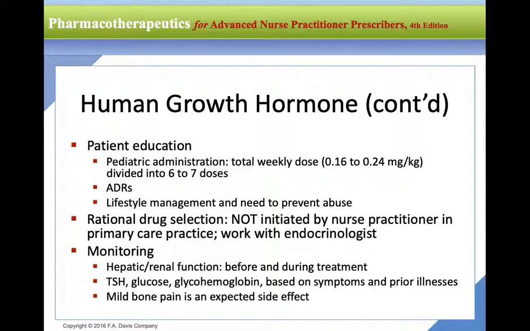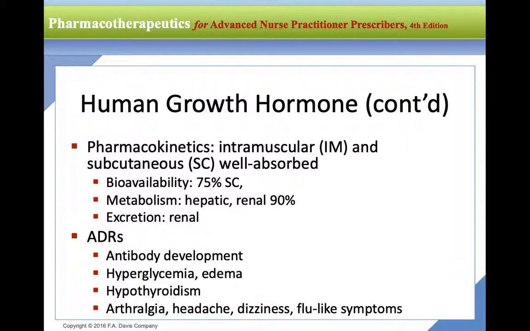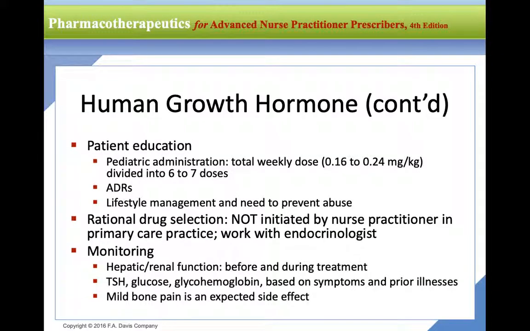So patient education: your total weekly dose has to be divided into 6 to 7 doses. You want to make sure they're aware of the adverse drug reactions that can happen and the monitoring that's going to have to go with that, checking for the hyperglycemia and the hypothyroidism. According to this, it will not be initiated by a nurse practitioner in a primary care practice. This would be an endocrinology group or office that would start this.